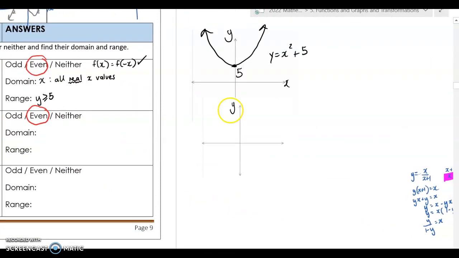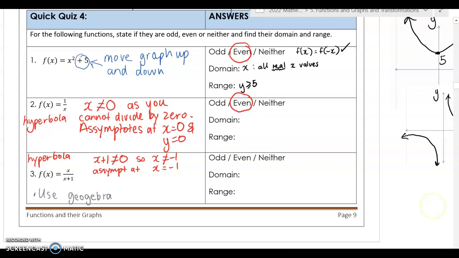We have our Cartesian plane. We've got y and x. It looks like this. Okay, so you need to know this graph. You need to be familiar with this graph. It is called a hyperbola. The thing that we need to note on this graph is, see that x on the bottom there? That x cannot be equal to 0 because we can never divide by 0.